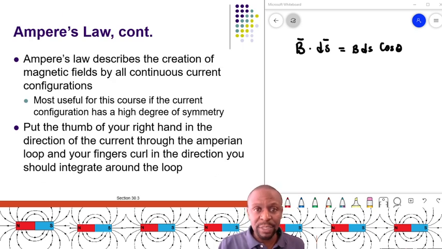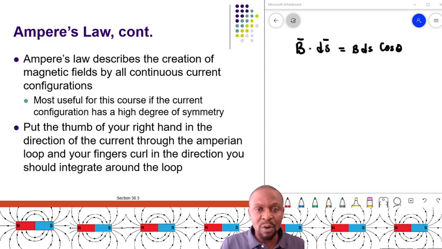Now, Ampère's law describes the creation of the magnetic field by all continuous current configurations, most useful for this course if the current configuration has a high degree of symmetry. You'll just see what I'm talking about when I'm referring to symmetry.